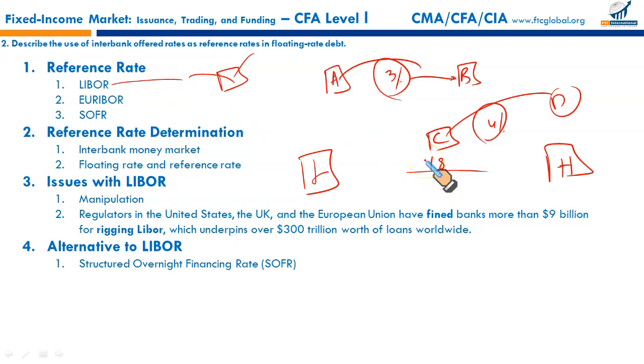And as I said, Libor is not a single rate, it's a set of rates. So it's a set of rates that is basically an average of the expected borrowing rates between these 18 banks, excluding the lowest and the highest.